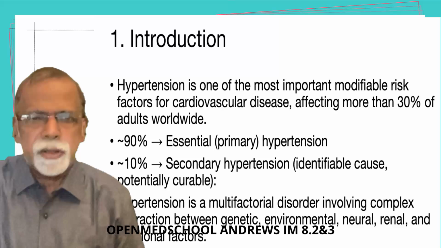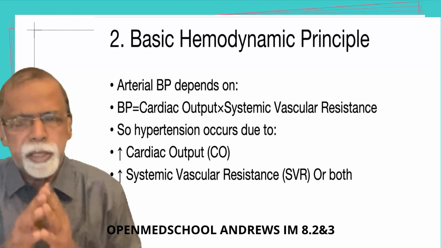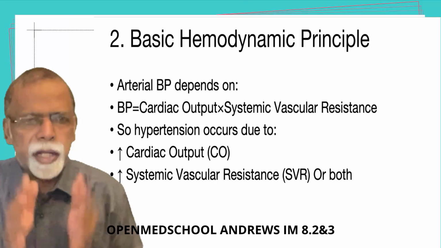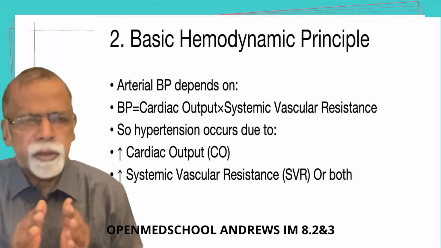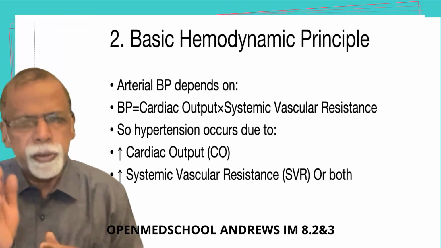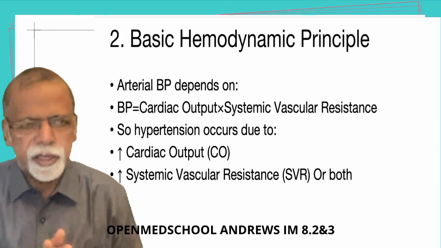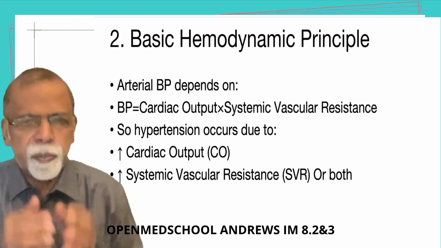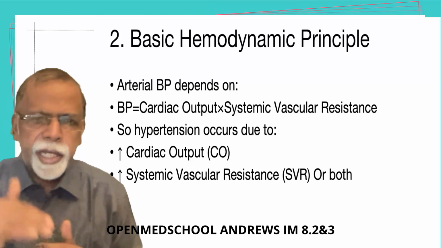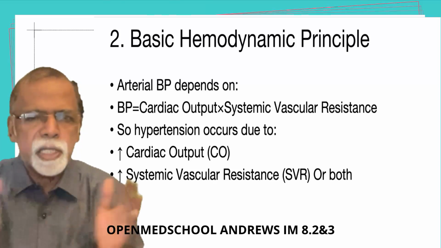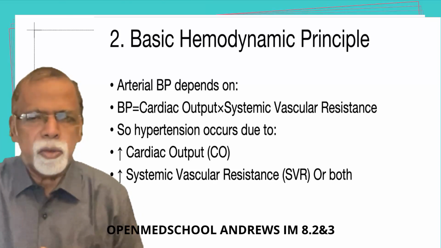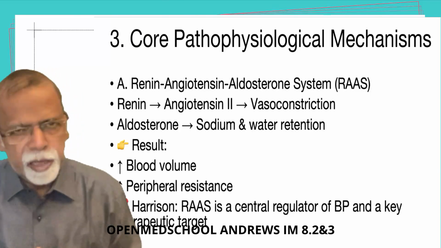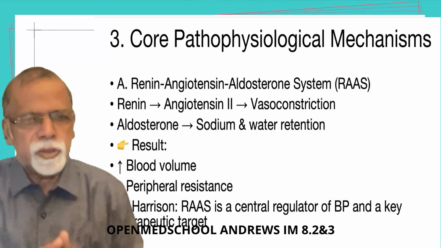So let us look into the basic principles of arterial BP. Arterial BP is equal to cardiac output multiplied by systemic vascular resistance. So hypertension occurs when the cardiac output increases or systemic vascular resistance increases, or both. So this is the basic pathophysiology. What are the pathophysiological mechanisms?